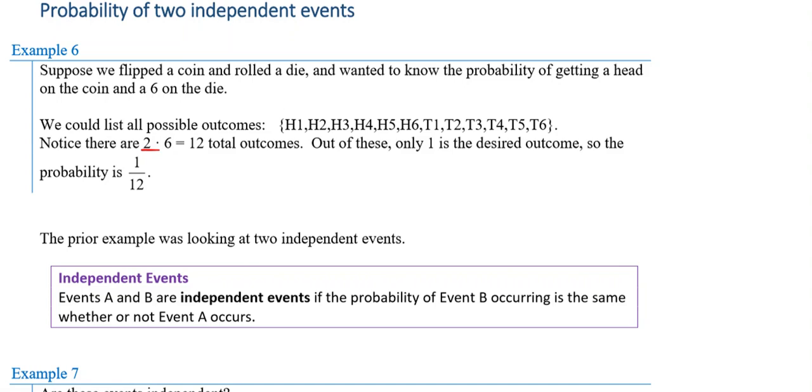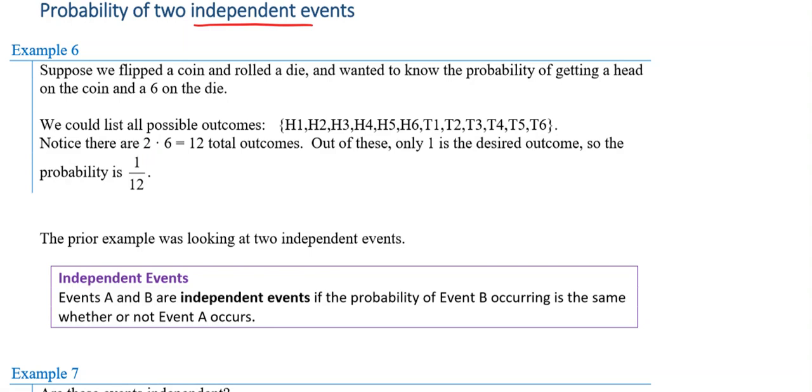Okay, we're going to start off talking about the probability of two independent events. And I'll get into what independent events mean here in a second. But just for an example, let's do this one. It says, suppose we flipped a coin and rolled a die, and we want to know the probability of getting a head on the coin and a 6 on the die.